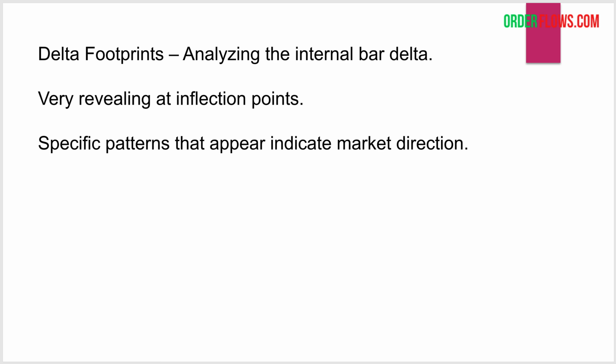Alright, so what is a delta footprint? Most people are already familiar with the volume footprint chart, which is the volume traded on the bid versus the volume traded on the offer in the two-way auction. The delta footprint is similar: it's the footprint left by the delta internally in the bar, and it's very revealing to the trader at certain points, especially at inflection points where market reversals can occur. There are specific patterns that indicate market direction. I'm going to talk about one of those today. It's what I call the Delta Tail.